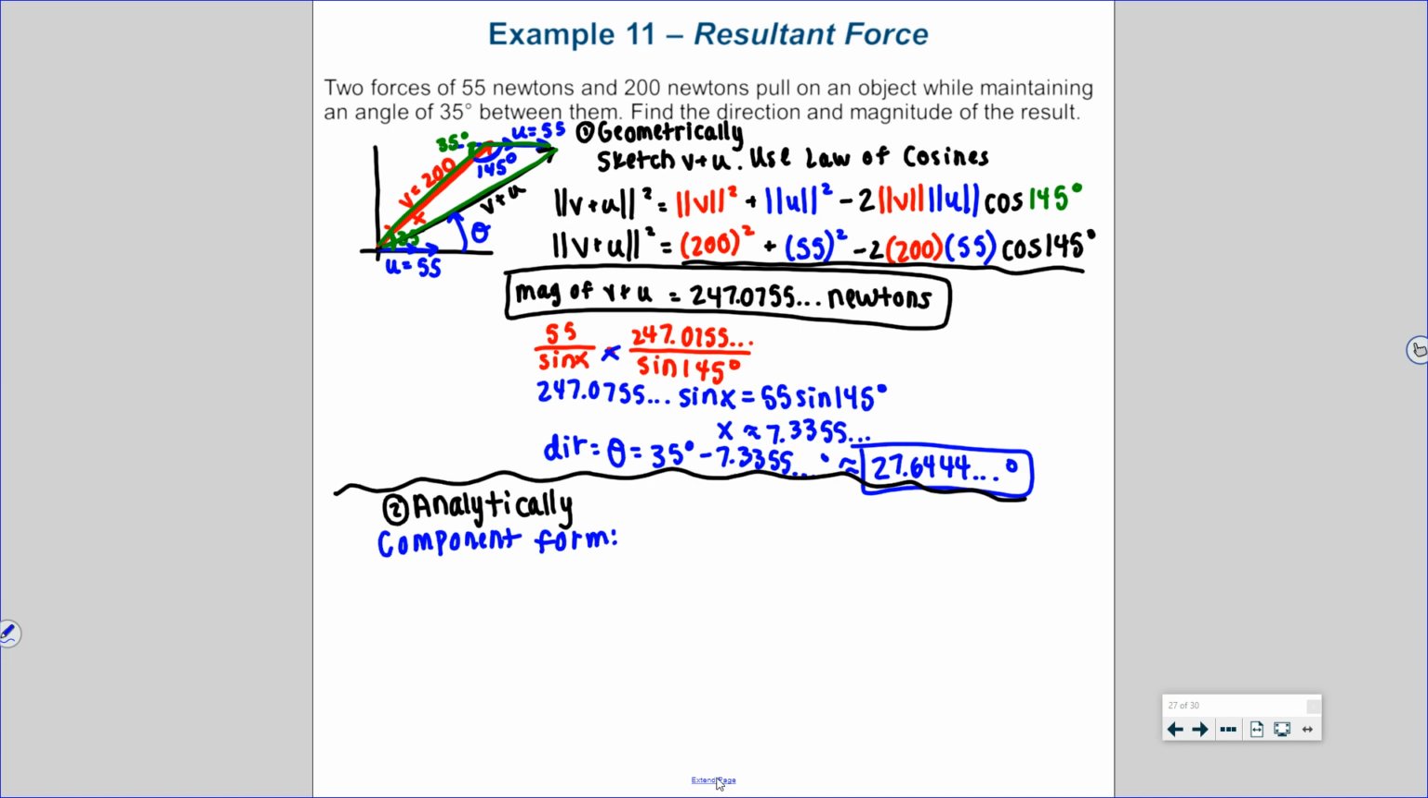U is easy because I placed it right on my x-axis. What's the horizontal component of U? 55. What's the vertical component? 0. Okay, there's that in component form.